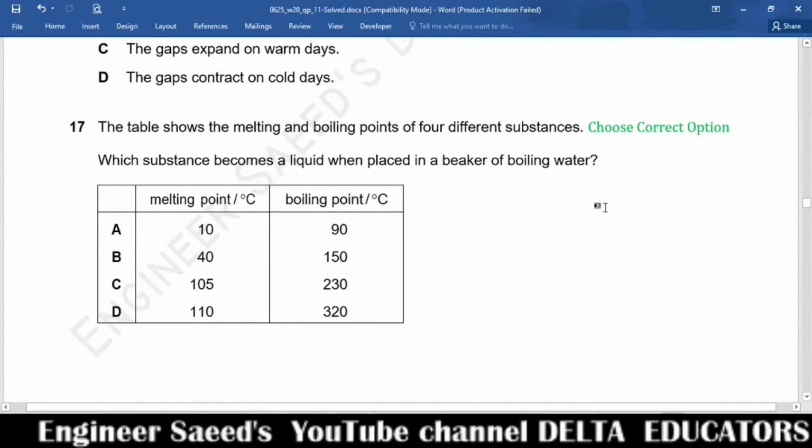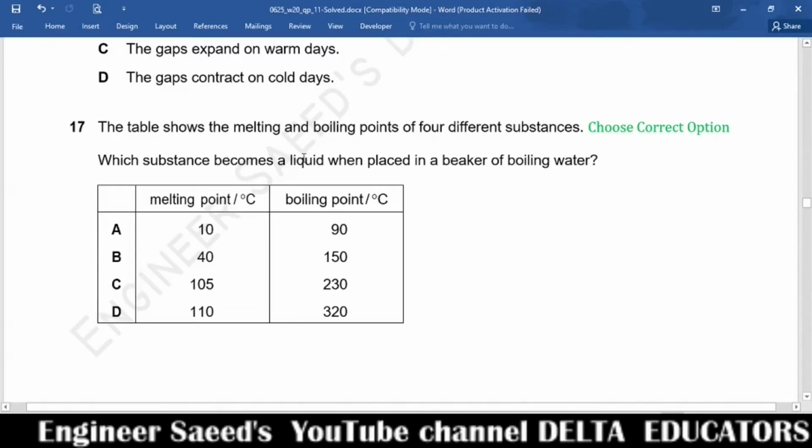Question number 17. The table shows the melting and boiling points of 4 different substances. Which substance becomes a liquid when placed in a beaker of boiling water? Here we have two columns. In the first column, melting point is given. In the second column, boiling point is given. Now what is the boiling point of water? The boiling point of water is 100 degrees centigrade.